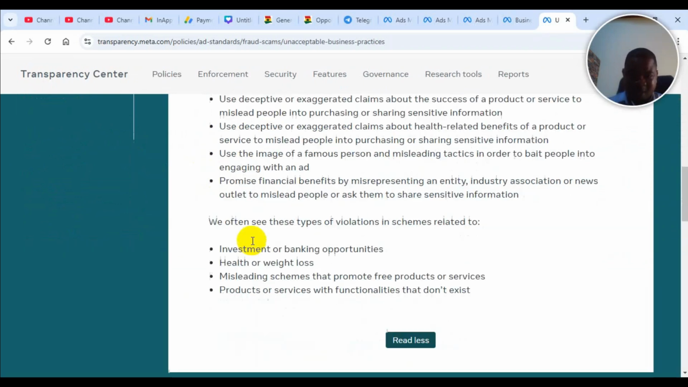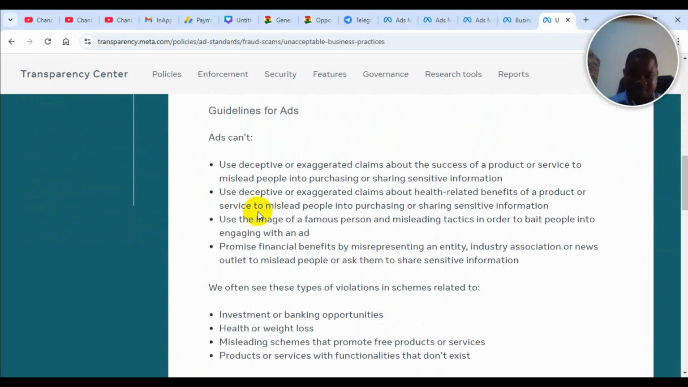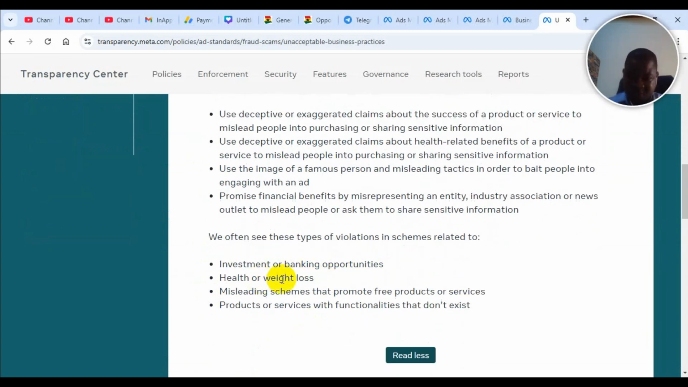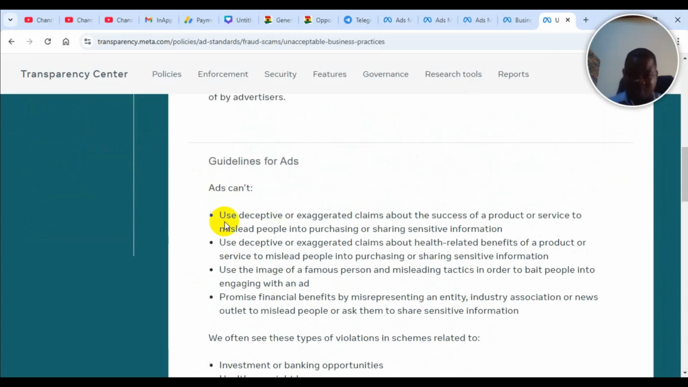Ads can, if you come to here, financial, investment or bank, we often see these types of violations in schemes relating to investment or banking opportunities, health or weight loss, misleading schemes to promote free products, and all that. And when you come here, it says ads cannot use deceptive or exaggerated claims about the success of a product, use deceptive or exaggerated claims about health related, and promise financial benefit by misrepresenting an entity.